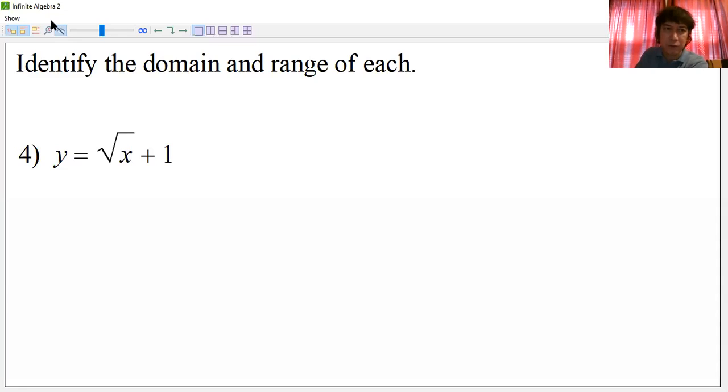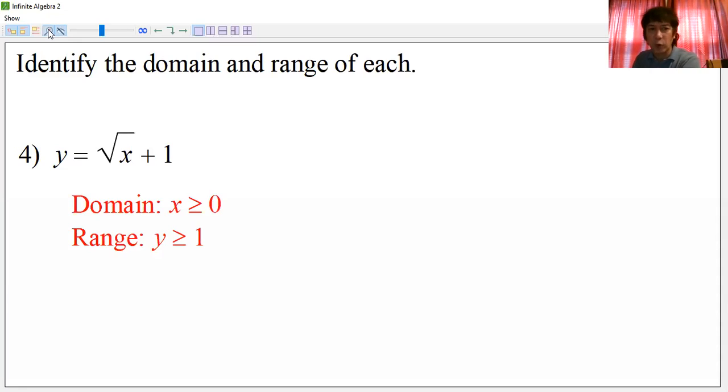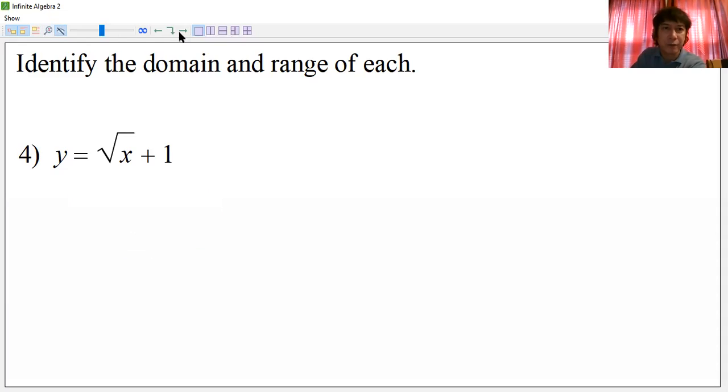Okay, so, all right, there. Domain, x greater or equal to 0. Range, y greater or equal to positive 1. That gives us the answer for the 4th example. Let's have the 5th. Okay, we have this for number 5.